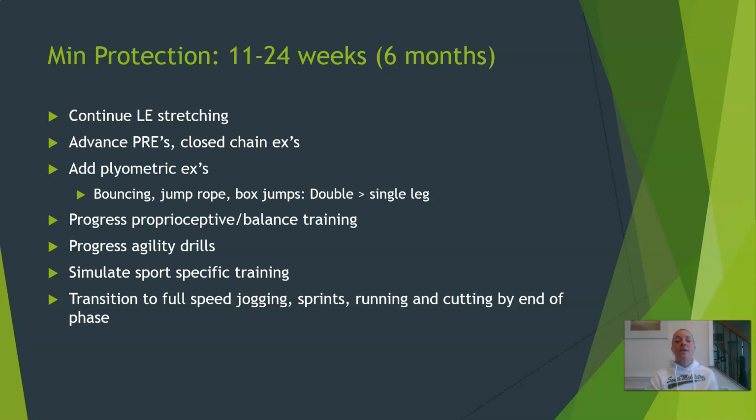months out, make sure that we're maintaining lower extremity mobility through stretching. We're going to continue to advance and progress the progressive resistive exercises, closed chain exercises, and we're going to add plyometrics at this point. So bouncing, jump rope, box jumps, start with double leg, and then you can eventually progress to single leg. Again, continue to progress proprioceptive and balance training, challenge your patient, add some agility drills, and then start to simulate sport-specific training.